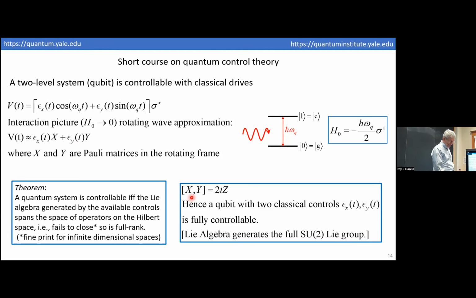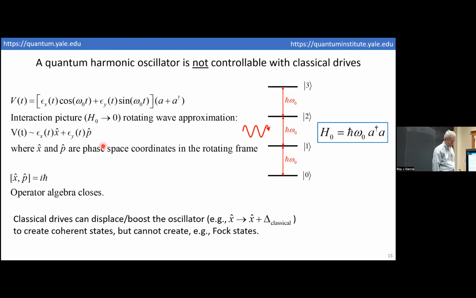So the commutator of Pauli X and Y is Z, and that gives you all the Pauli matrices. And so you can generate full SU(2) rotations of your qubit using only these two controls. So you have universal control for a single qubit. A qubit is controllable with purely classical drives, two of them.